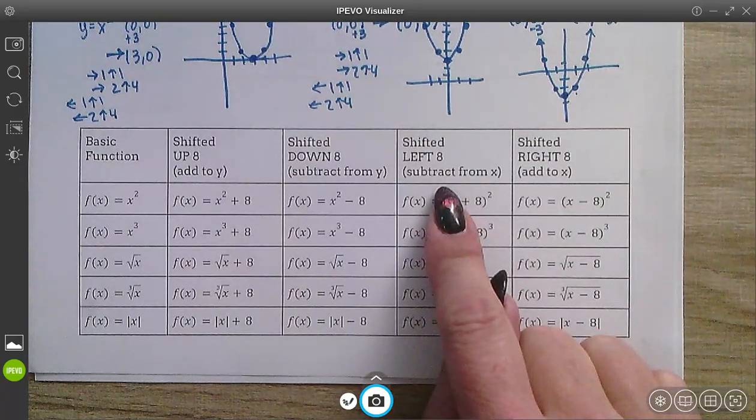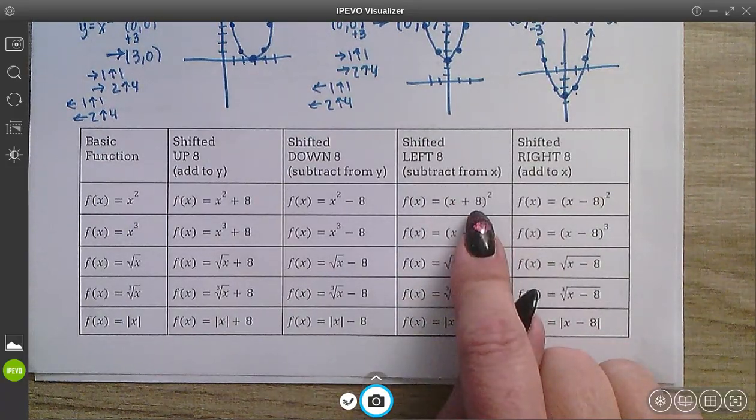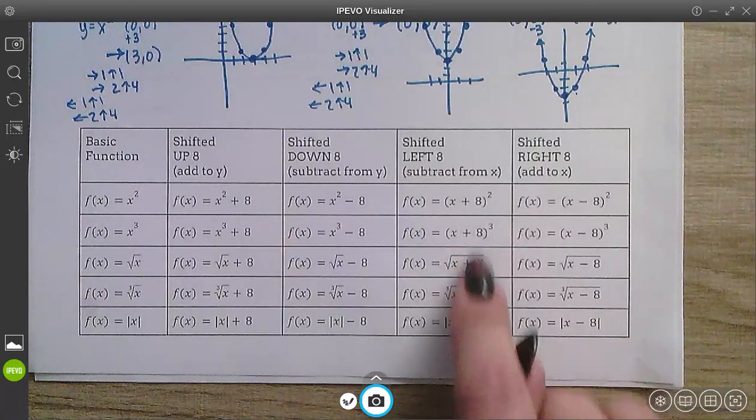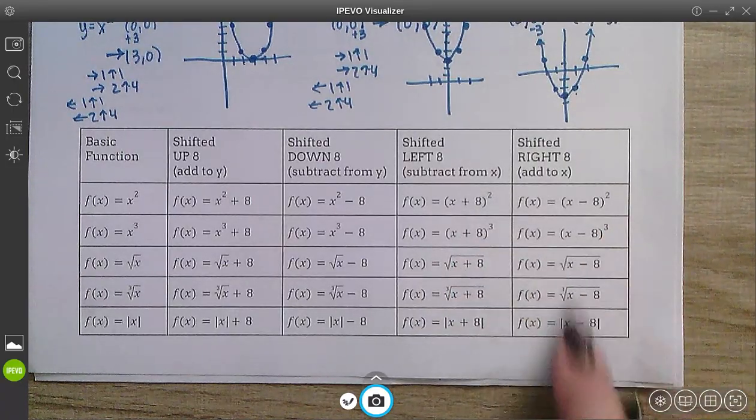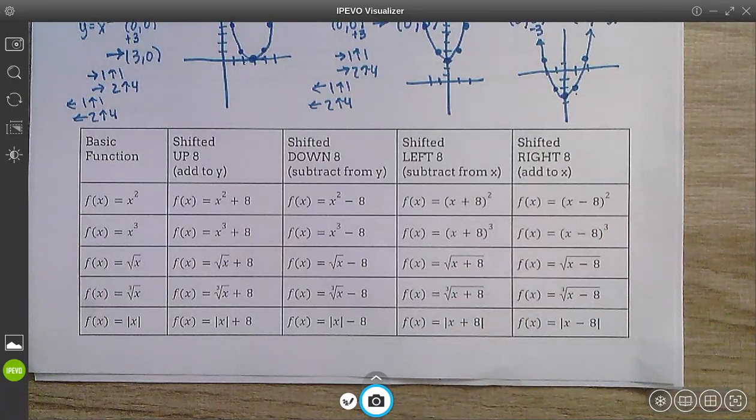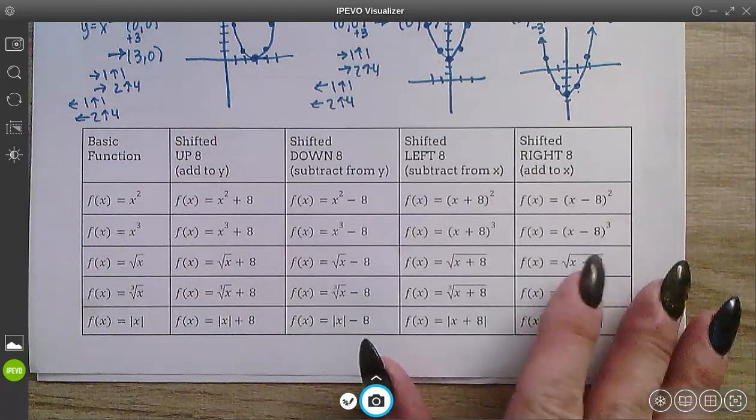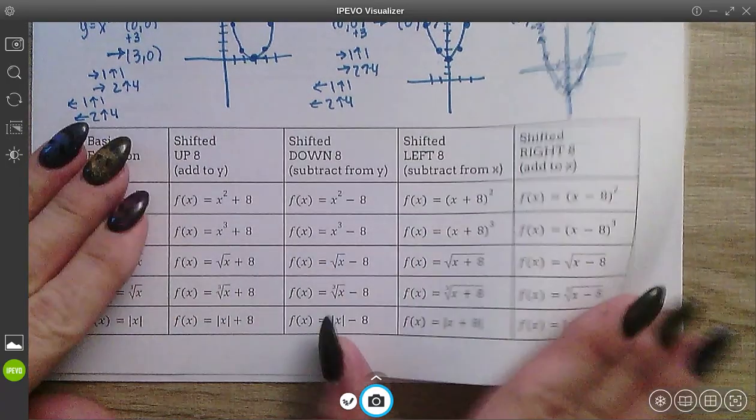This is what they all look like when they are shifted left by 8 and when they are shifted right by 8. So refer back to this until you get used to what they look like, whether they are left, right, up, or down.